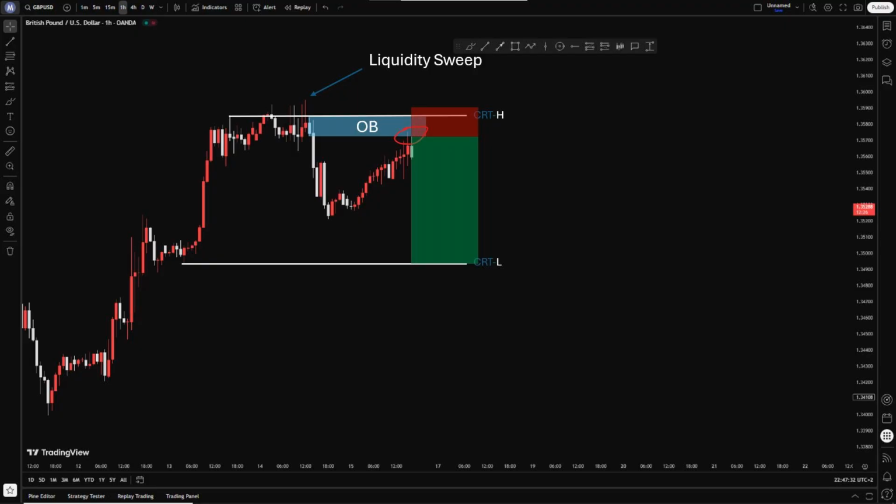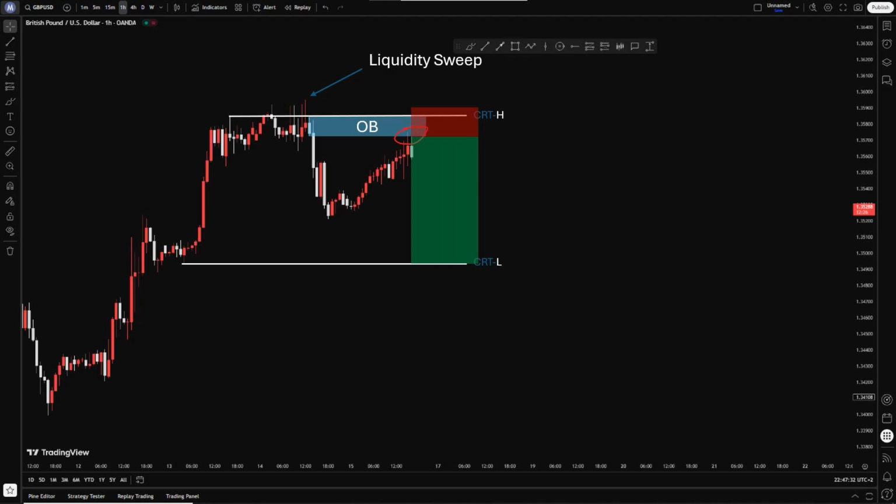Now let's talk targets. Our main target is the sell-side liquidity, the lows resting beneath the market. That's where we expect price to gravitate. But here's some practical advice. You don't have to hold your entire position until the absolute low is taken. To stay safe, you can scale out, take partial profits along the way, or even close early if you see price slowing down.